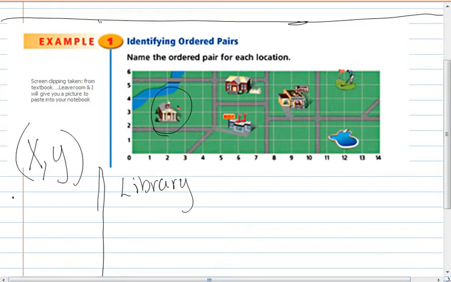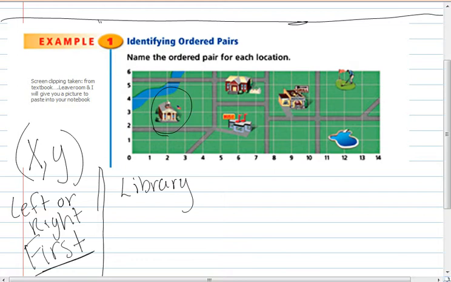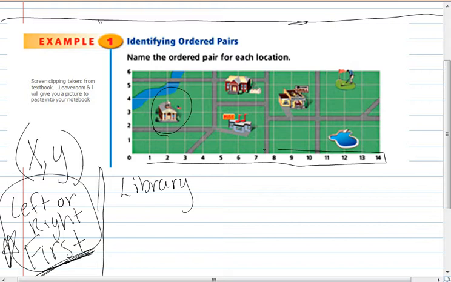You always go left or right first. Every single time. That is the rule. It's kind of like order of operations. You always have to do that one. So we're going to look at left to right. That's these numbers right here. And it's at number 2.